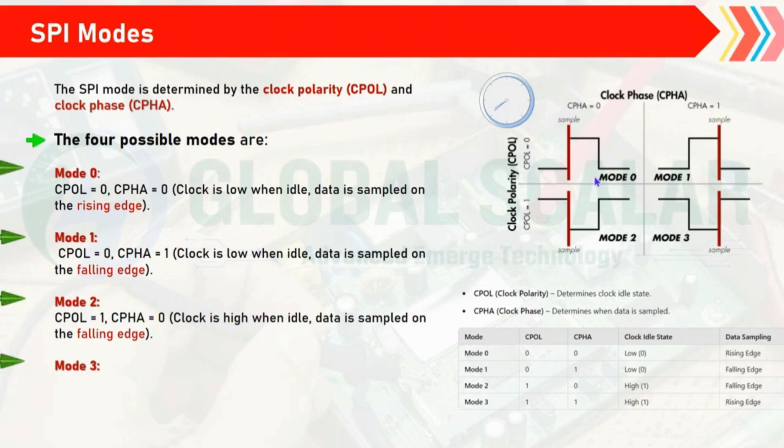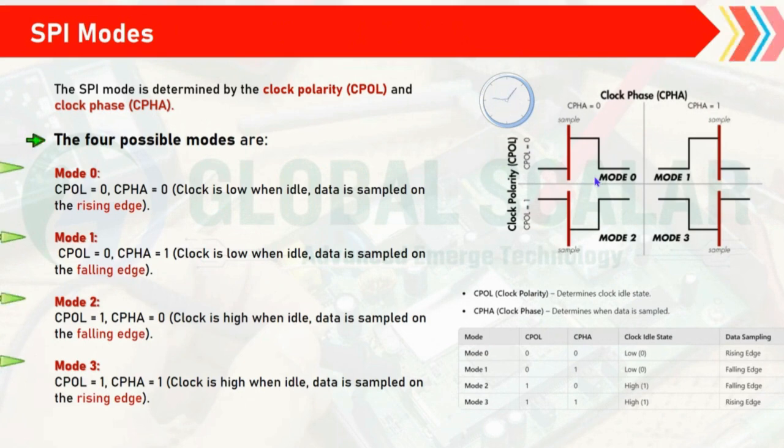And next we have mode 3. Here we have CPOL 1 and CPHA 1. The clock is high when idle and data is sampled on the rising edge. So these are the 4 modes that are available in the SPI protocol for transferring of the data. It depends upon the polarity and phase.